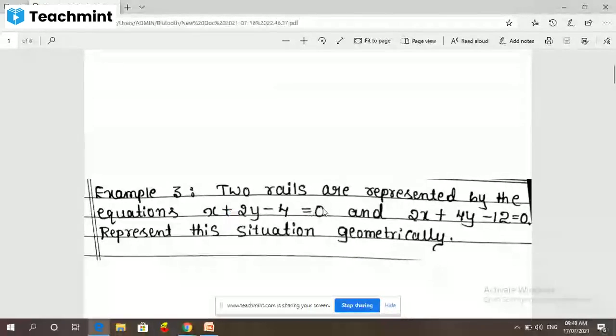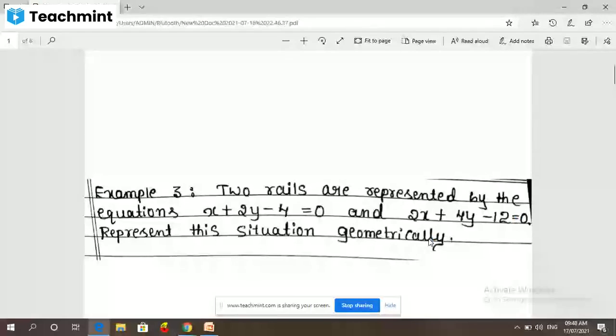So here first you have to arrange this properly. Either x form or y form, you have to convert. x plus 2y minus 4 is equal to 0 and 2x plus 4y minus 12 is equal to 0. Whichever is comfortable for you, convert that expression. First transfer the minus 4 to this side, then x plus 2y is equal to 4 you will get. Here 2x plus 4y is equal to plus 12 you will get.